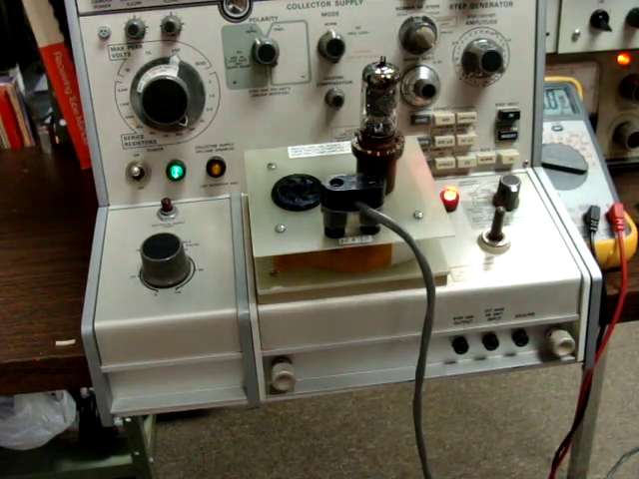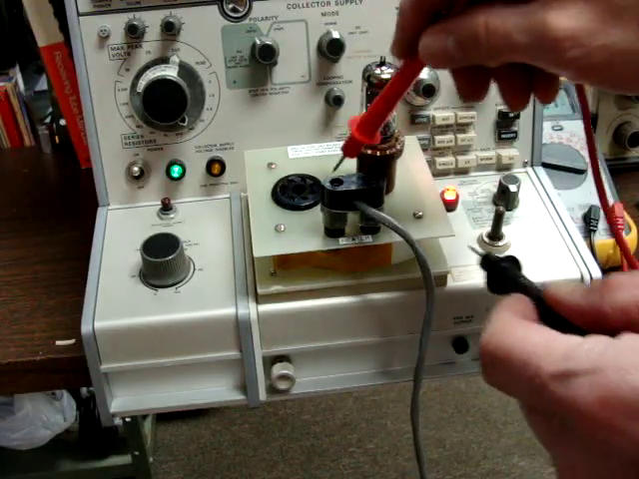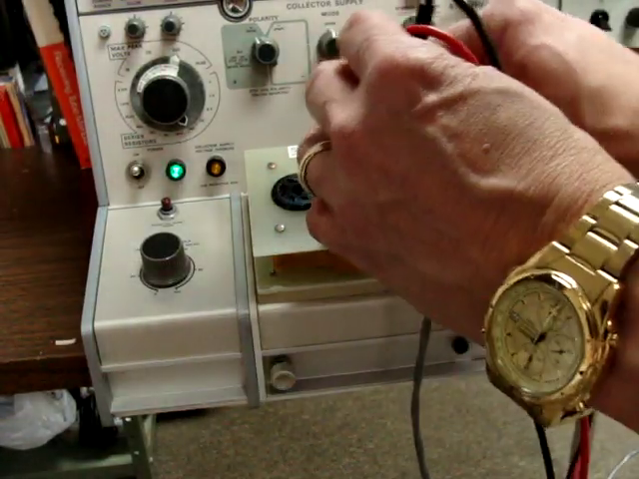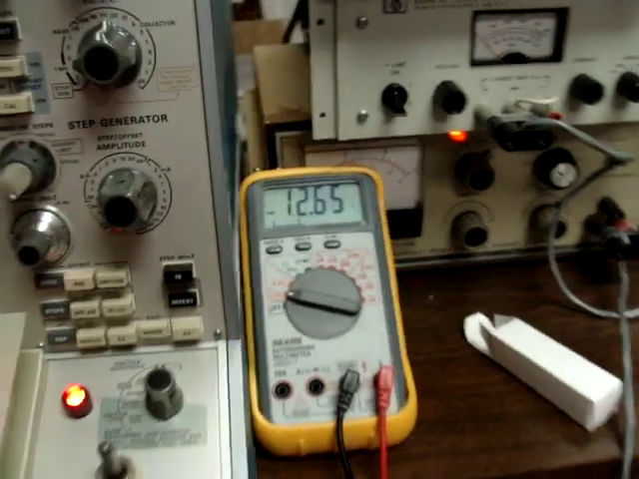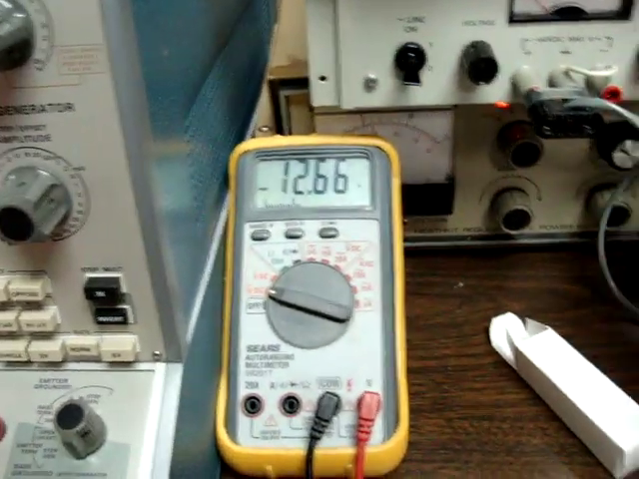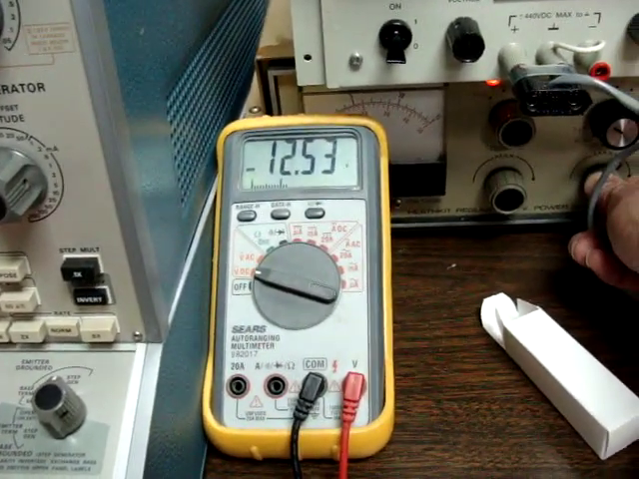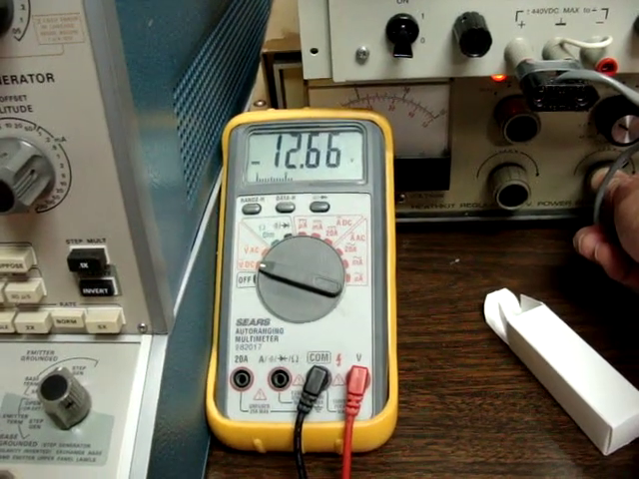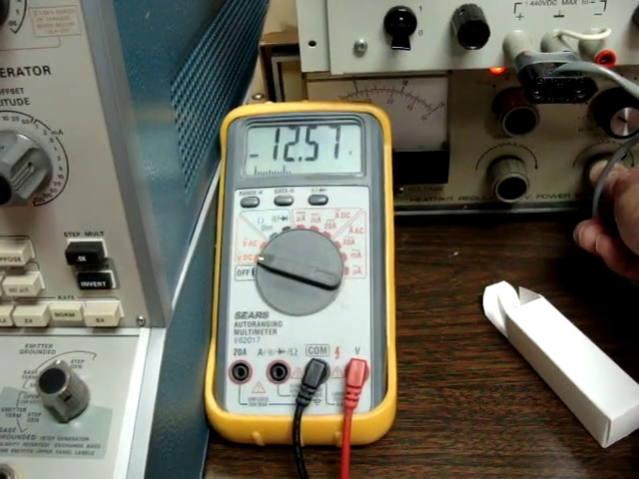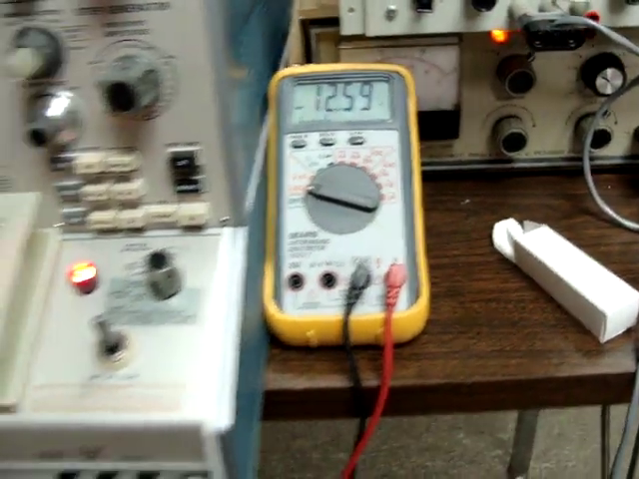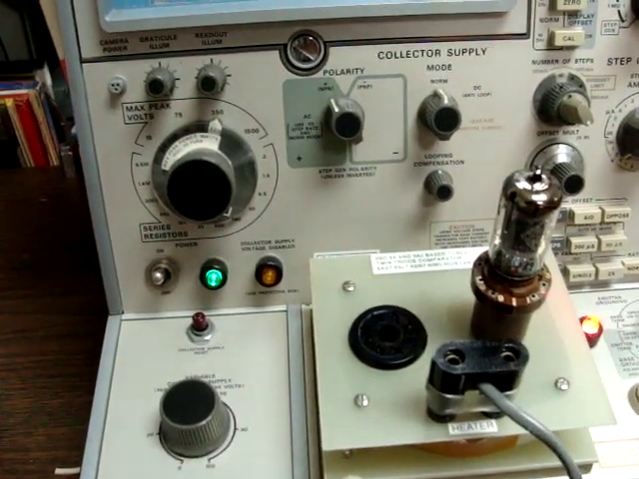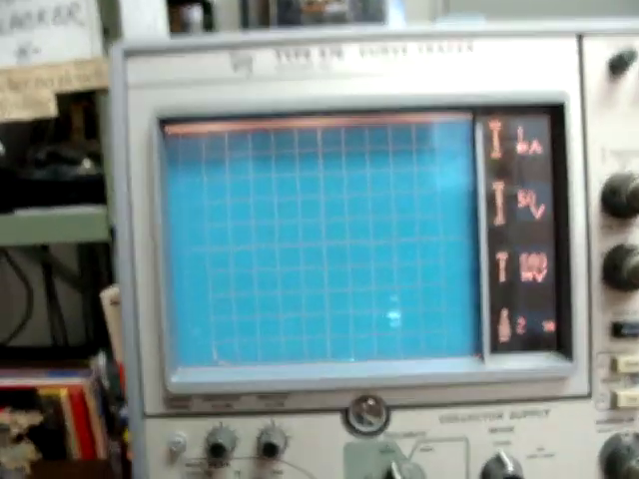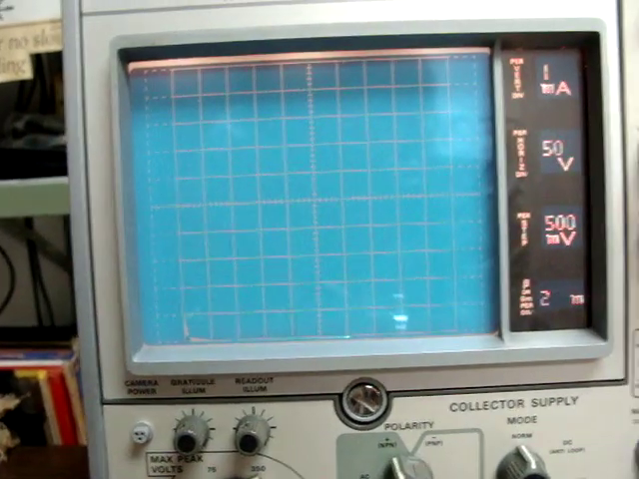filament voltage being supplied externally, and it's being set for, let's check this out, 12.6 volts. And we have a little bit high there, so we'll run it down. Okay, 12.6 volts. And while the tube is warming up, we will get our fix on the screen of what we're going to be looking at.